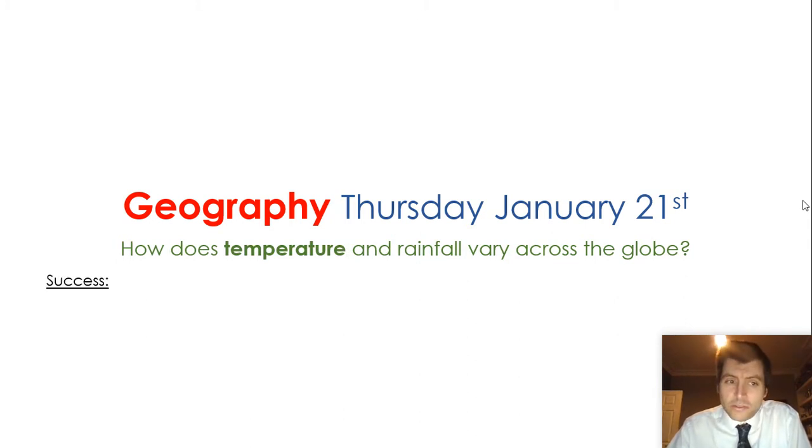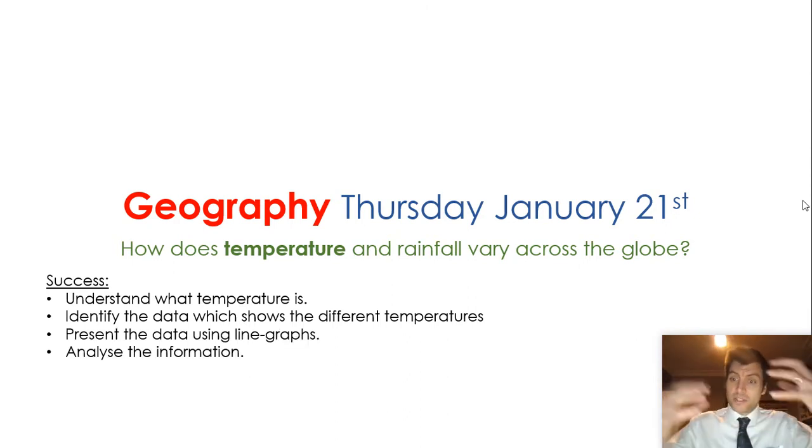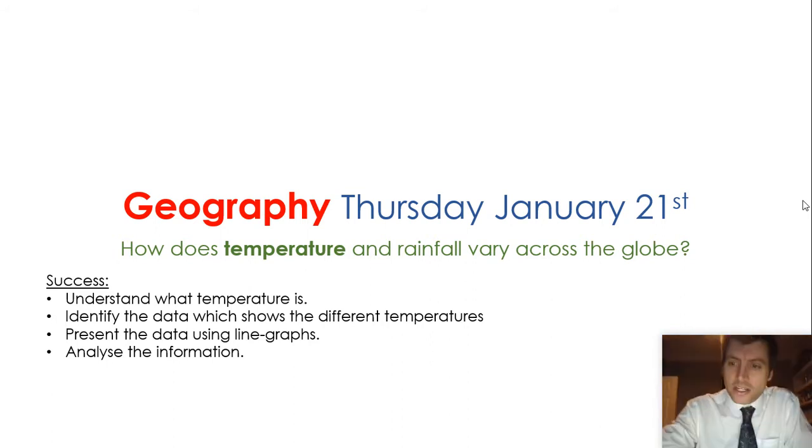To be successful today, what we'll need to be able to do is understand what temperature is, really simplistically. Secondly, we'll need to identify the data which shows the different temperatures across the globe. We'll need to present that data using line graphs, and then, once we've presented the data in an information form, we need to analyze that information and see what we can understand from it.